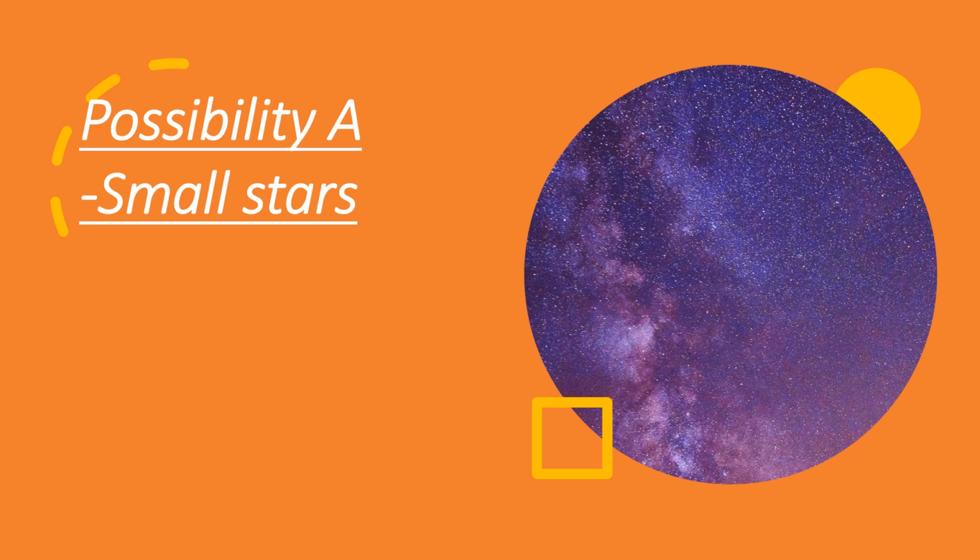Possibility A. Small stars. Stars with less than half of the mass of the Sun fade away very slowly. Once the hydrogen in the core is used up, the star begins to feed off hydrogen in its atmosphere, but it doesn't generate enough gravity to use other elements as fuel, so it slowly shrinks to become a black dwarf. This will take far longer than the age of the universe, up to 1 trillion years.